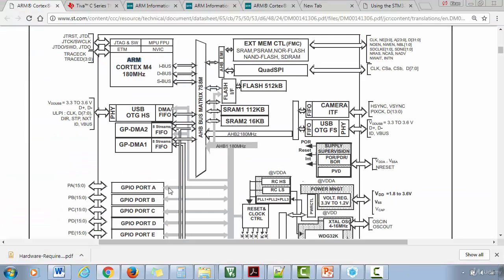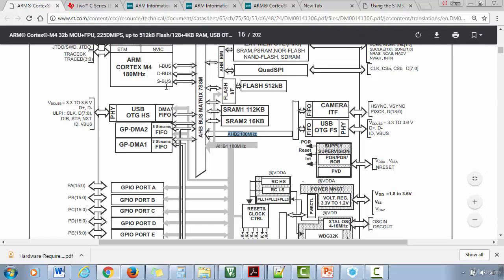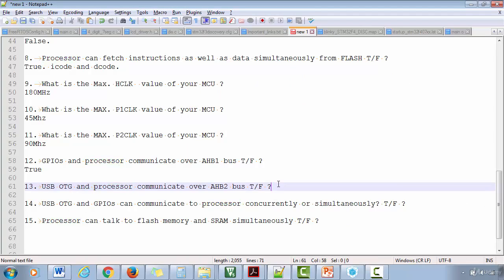Next, USB OTG and the processor communicate over the AHB2 bus. True or false? That's true because here is the USB OTG peripheral, which is connected to the AHB2 bus, and finally it is connected to the bus matrix, then it talks to the Cortex processor over the system bus. Great, that's true, right?